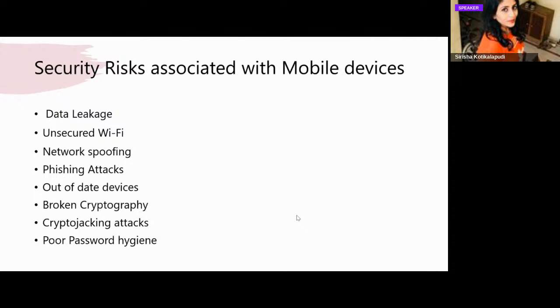Phishing attacks are somewhat more intense on mobile phones because users have a habit of monitoring their mails in real time. We also have out of date devices, broken cryptography, and cryptojacking attacks. Cryptojacking attacks are attacks in which your mobile device can be used for mining cryptocurrency. Also, there is poor password hygiene.